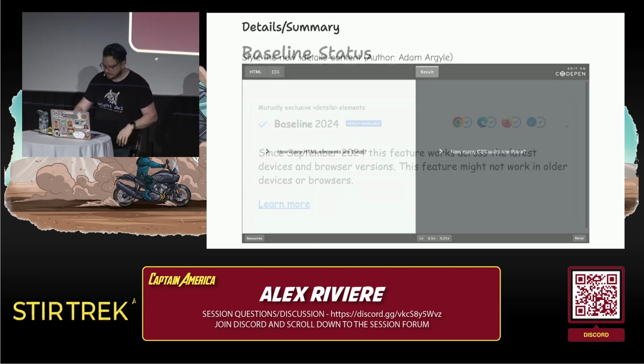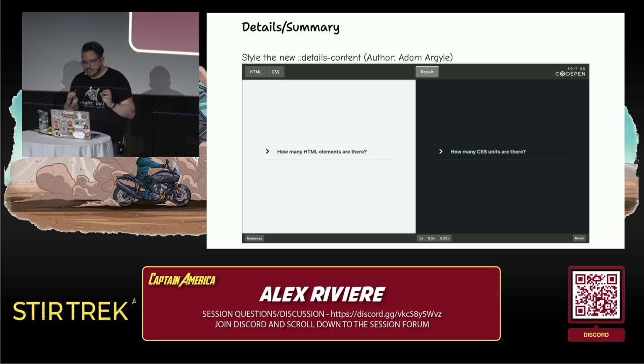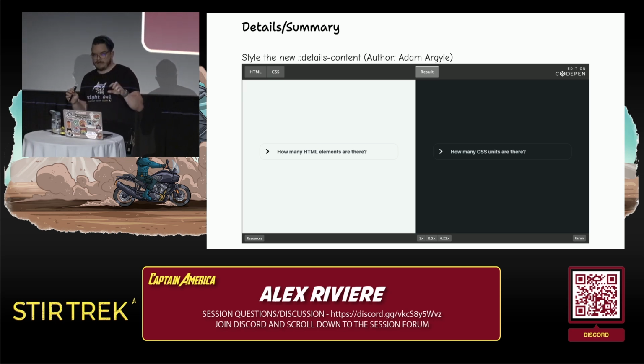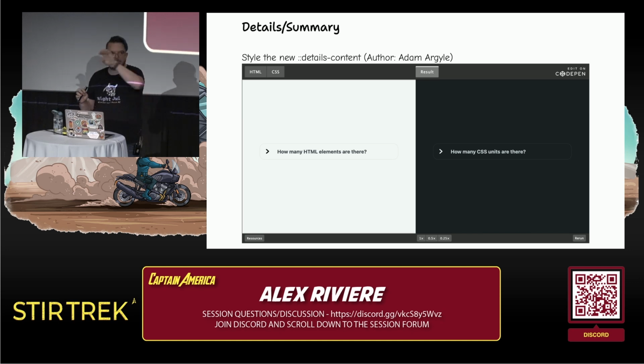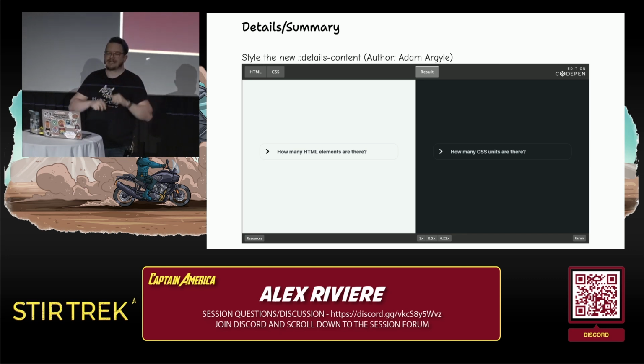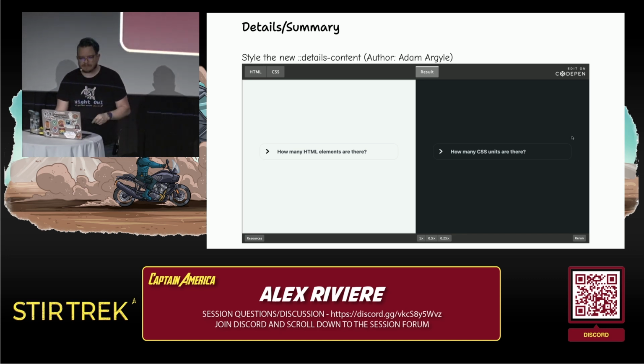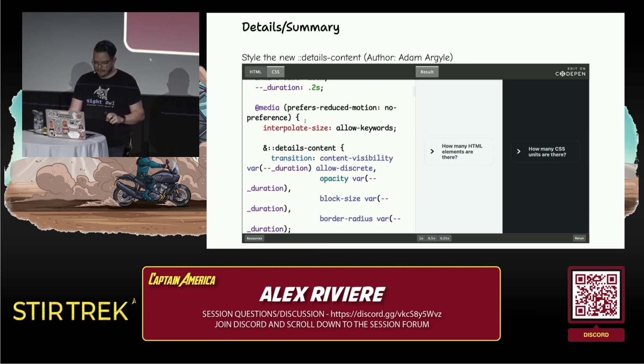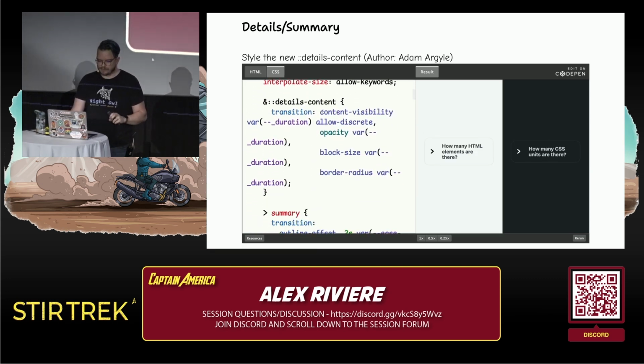I got you. There's a new :details-content pseudo selector that will not pick the summary, but it will pick everything else inside of the details element and allow you to style that. On top of that, there's some new CSS features that allow you to do some fancy stuff.